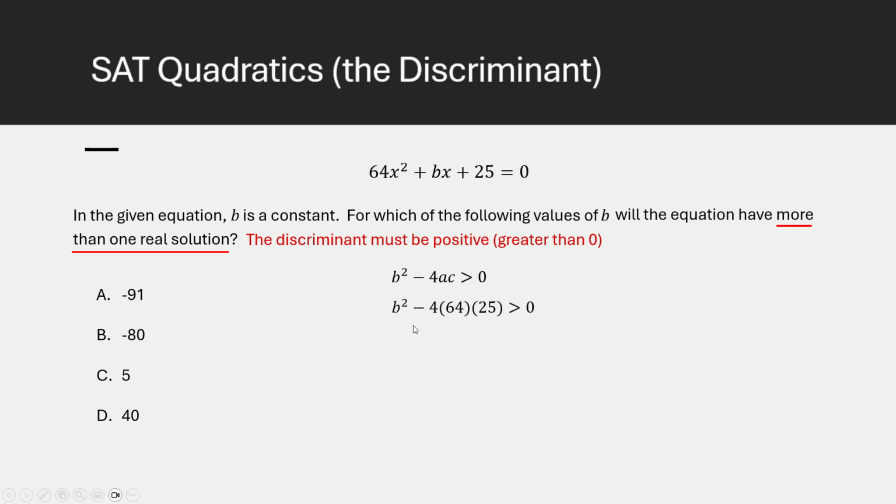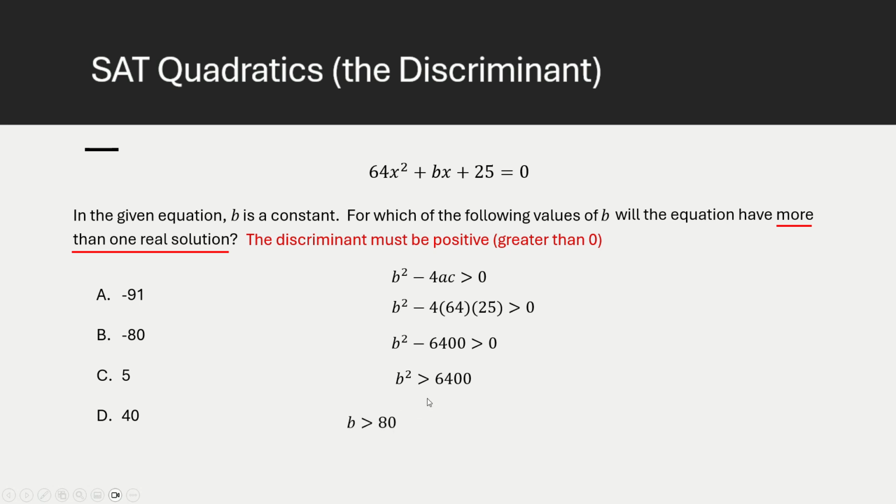Okay, so now let's simplify this. We're going to do negative 4 times 64 times 25. You could use your calculator. That's going to give you b squared minus 6400 is greater than 0. All right, so to simplify this, let's take this negative 6400 and let's add it to the other side. So we get b squared is greater than 6400. So now to solve for b, we're going to take the square root of b squared, which is b, and the square root of 6400.